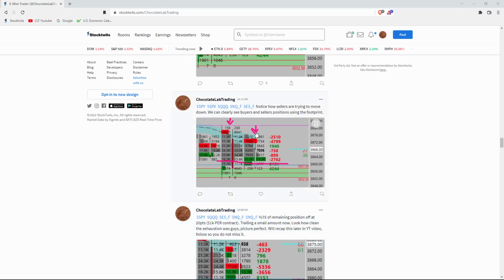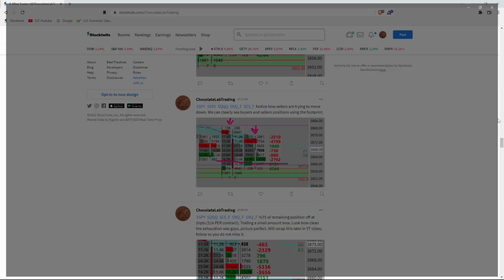Notice how sellers are trying to move down. We could clearly see buyers' and sellers' positions using the footprint. So, here we go again.